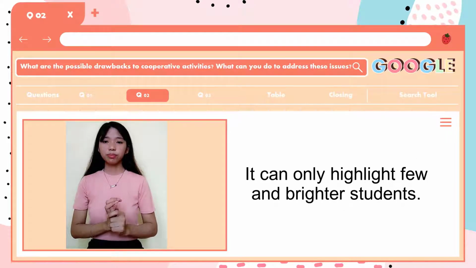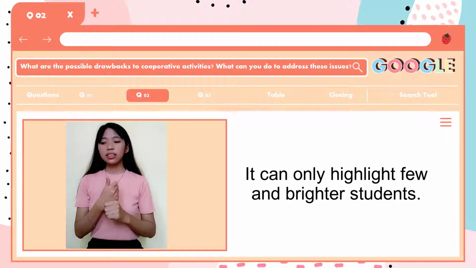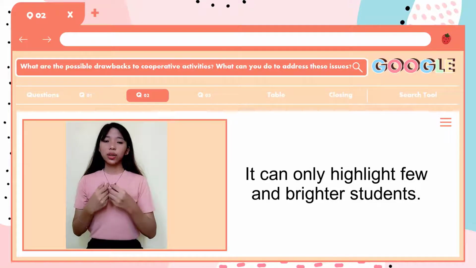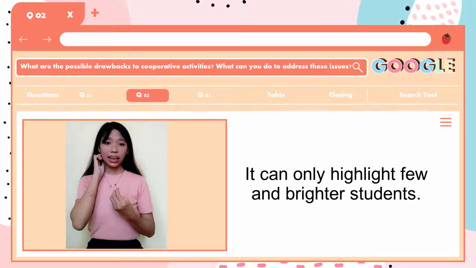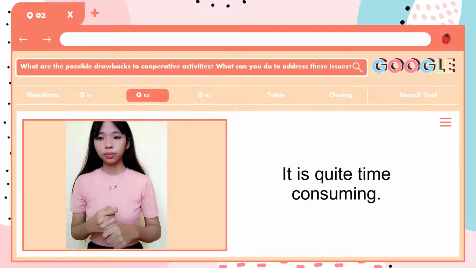4. It can only highlight few and brighter students. So, I think as a response to that problem, good grouping strategy must be established. Though wala lang namang perfect na pang-groupings talaga na recommended, but then, as I go along or as I teach my students, makikita ko or makakabuo na siguro ako kung paano ko sila igugrupo ng mas maayos para hindi naman ma-feel ng mga high achievers na sila lang yung maha-highlight or hindi naman ma-feel ng mga medyo nasa baba na wala silang value sa grupo. It is quite time-consuming.